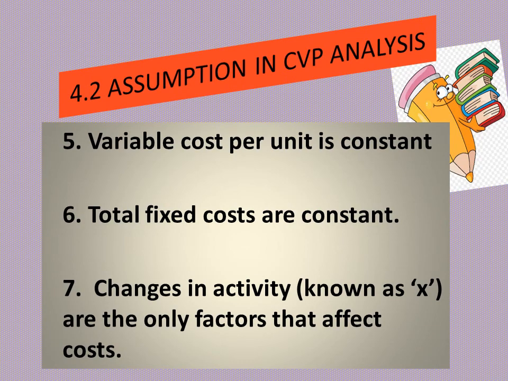5. Variable cost per unit is constant. 6. Total fixed costs are constant. 7. Changes in activity, known as X, are the only factors that affect costs.